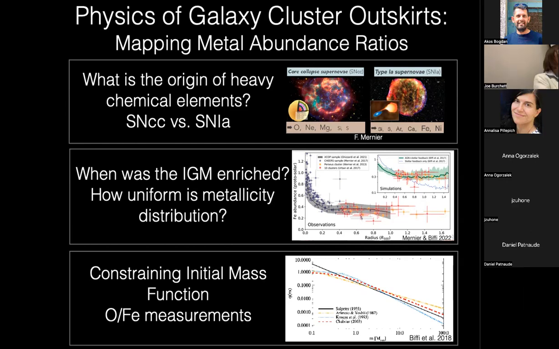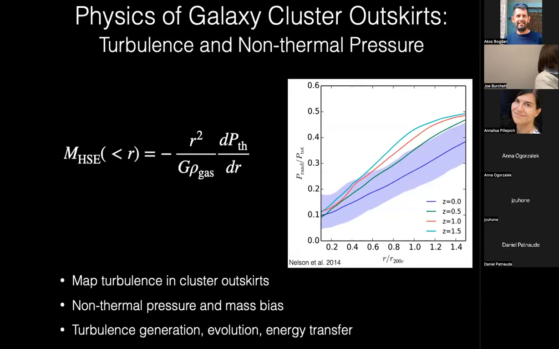The second thing we want to do is measure how strong the motions are in outskirts and how significant is the pressure created by these motions. This is important because we know that this may bias our measurements of cluster masses through hydrostatic equilibrium, and this is very important for cosmology. Another big problem we may be able to solve: we see that the non-thermal pressure contribution is significantly larger in cluster outskirts, so our mass is significantly biased there.